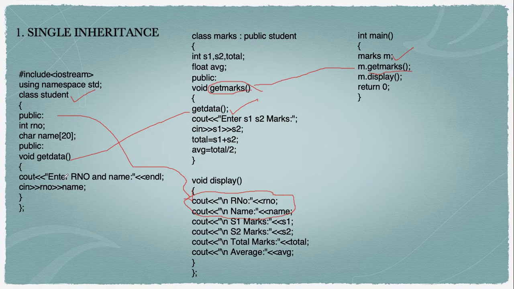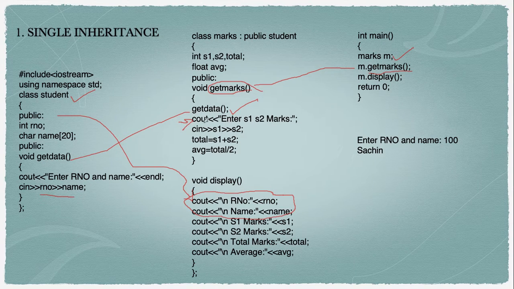What would be the output? It will ask you to enter roll number and name. Then the user will enter roll number and name, and those will be stored in RNO and name. Next, once the get data function execution is over, it will come to the next statement. What is the next statement?